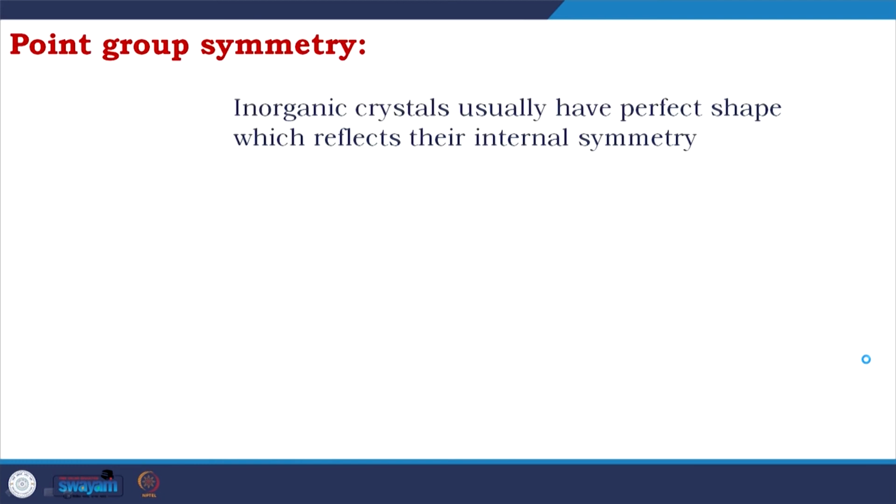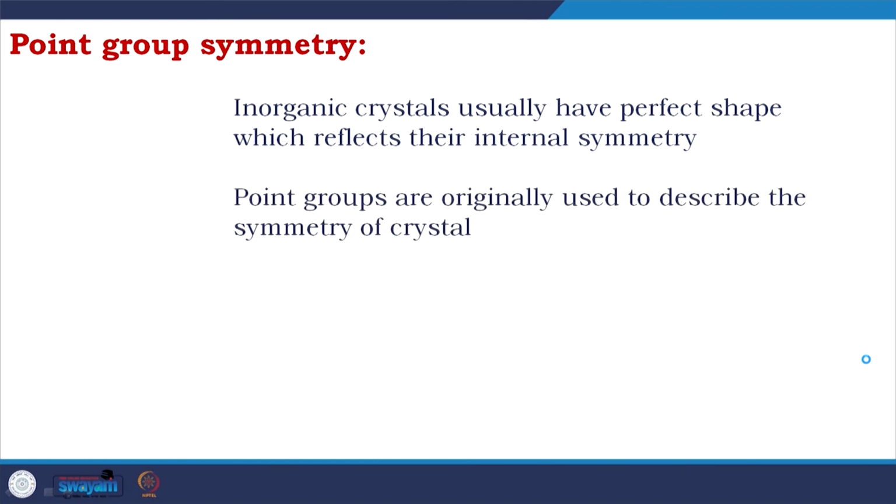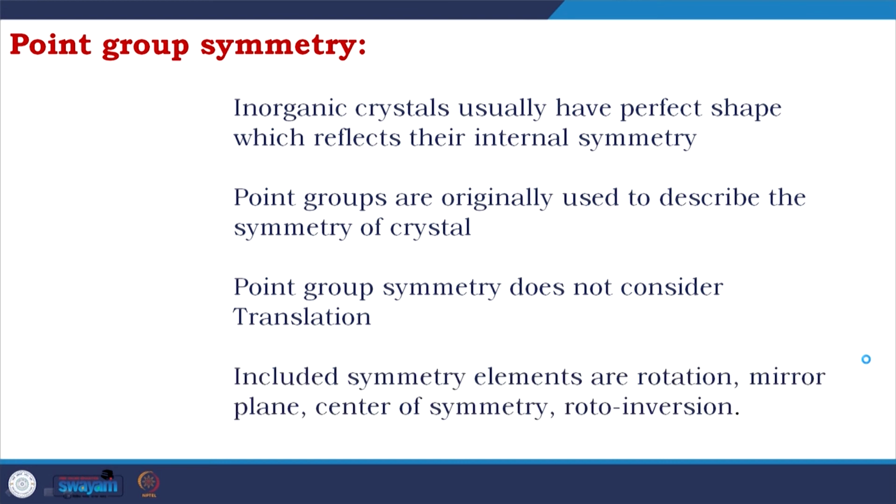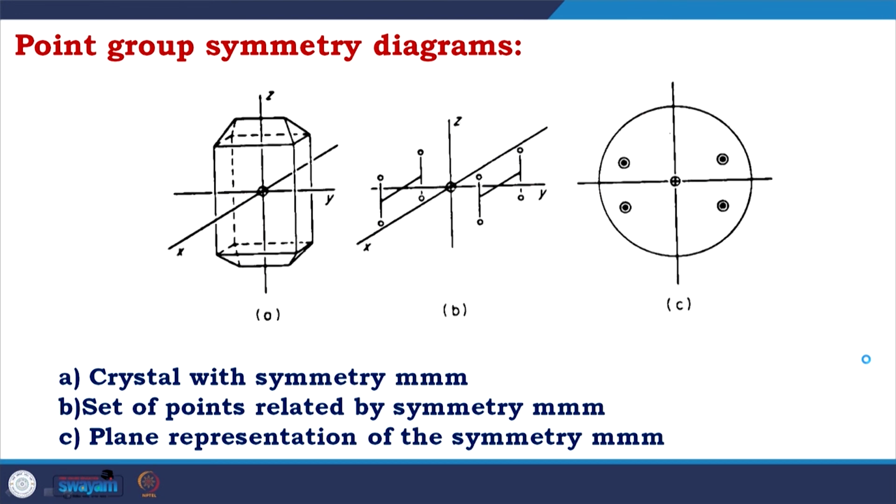Point group symmetry: in inorganic crystals, usually they have perfect shape which reflects their internal symmetry. Point groups are originally used to describe the symmetry of crystals. Point group symmetry does not consider translation. Included symmetry elements are rotation, mirror plane, center of symmetry and roto-inversion. So, when you see a crystal with symmetry mmm, the mirror plane, a set of points related by symmetry mmm and plane represented for the symmetry mmm, the mirror.